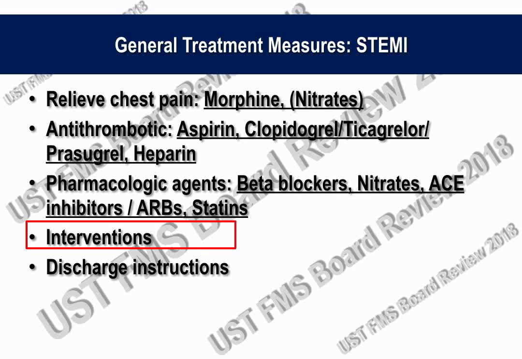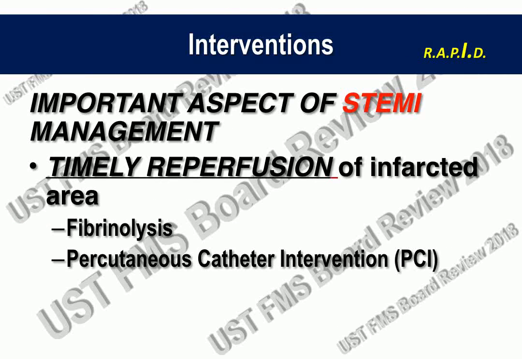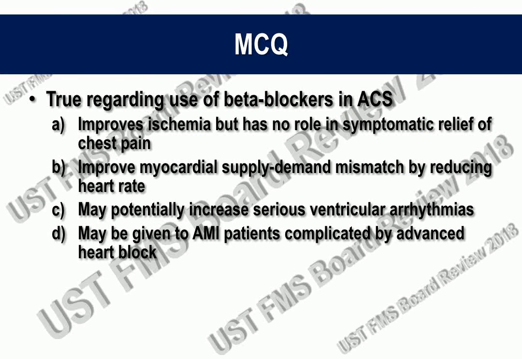Now, for your interventions, as far as ST segment elevation MI is concerned, the important aspect in the management is timely reperfusion of the infarcted area. And this is either achieved with fibrinolytics or, more ideally, a percutaneous catheter intervention if the hospital facility has a cath lab. Multiple choice. Which one is true regarding the use of beta blockers in acute coronary syndrome?